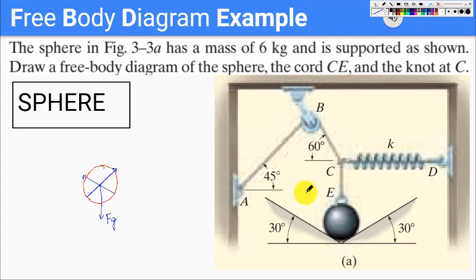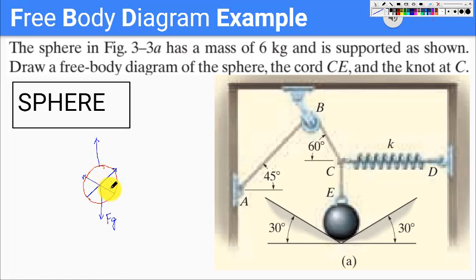And the top force is because of this string which is connected to the top of the sphere. So we have another force here. So we have drawn all the 4 forces. This is the force due to gravity. This is the normal force. This is the normal force from the left. This is the normal force from the right. And this is the tension in the string.